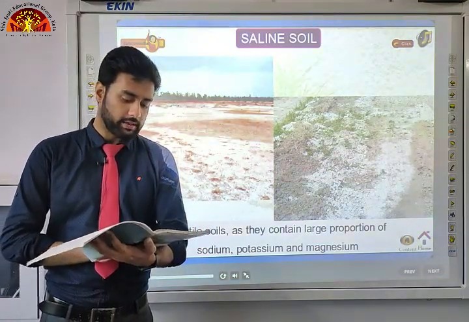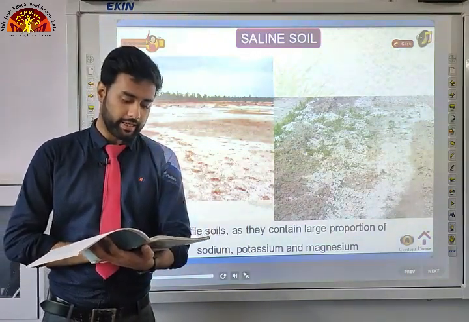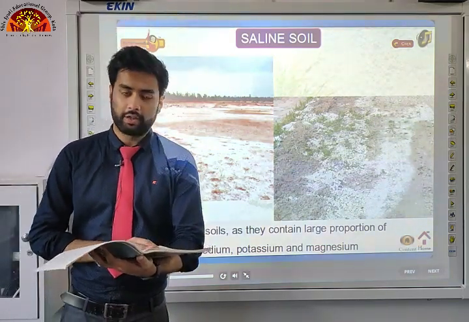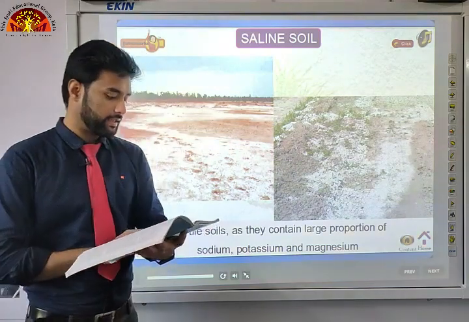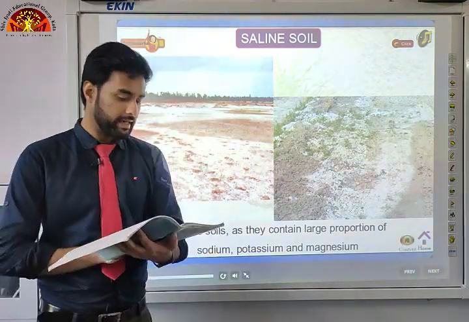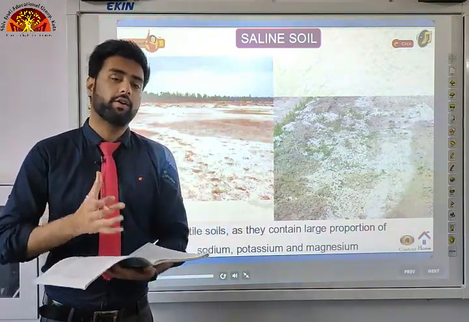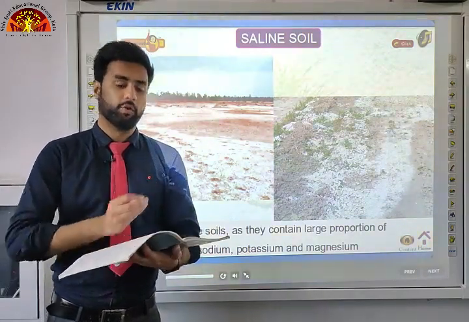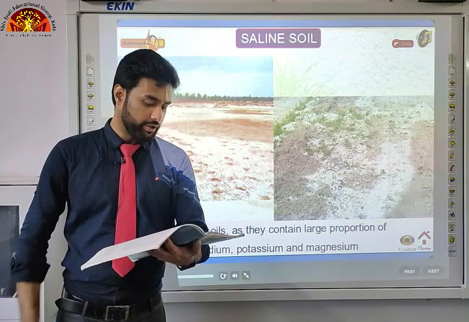They have more salts largely because of dry climate and poor drainage. They occur in arid and semi-arid regions and in waterlogged and swampy areas. Underline this, that they have more salt and they occur in arid and semi-arid regions and in waterlogged and swampy regions. Their structure ranges from sandy to loamy. They lack nitrogen and calcium.